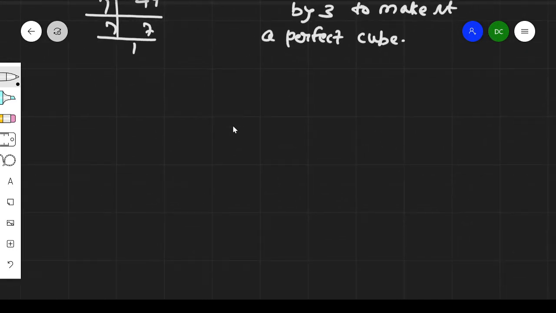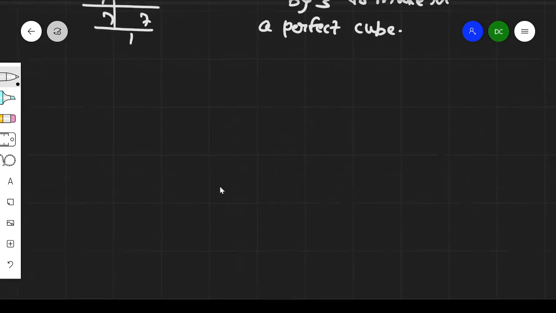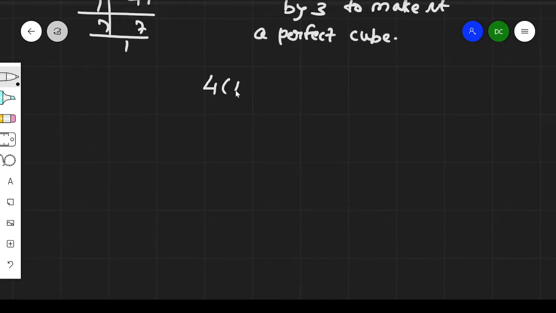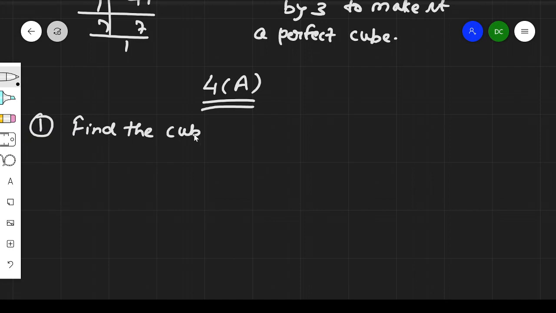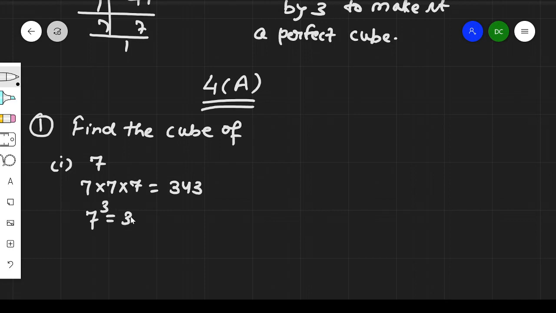Now let us take some more questions, and we have exercise 4a from your books. They were just the examples. Like the first question is, find the cube of 7. We all know very easily we can do it. 7 cube means 7 into 7 into 7, that is 343 is the cube of 7. So we can write 7 cube is equal to 343.